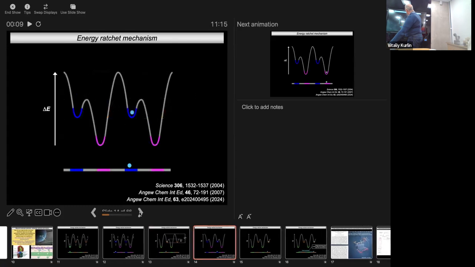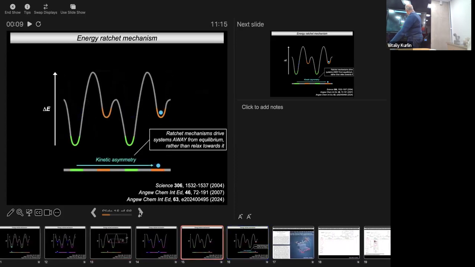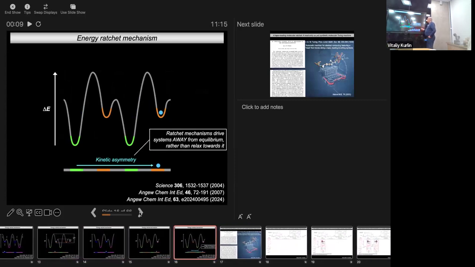As long as you keep switching between these two potential energy surfaces, then you'll get directional motion of that particle. So that's a ratchet mechanism. It's driving this system away from equilibrium. So this particle, if we have another one out there, its average position would be here. But by continually switching between those two potential energy surfaces and doing nothing else except let the particle thermally relax to the local energy minimum, it drives the particle directionally.